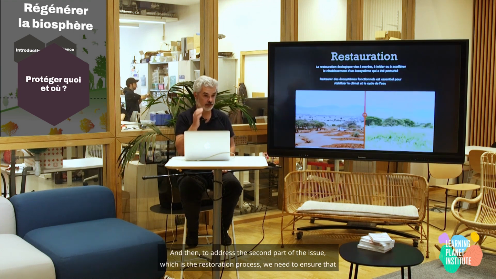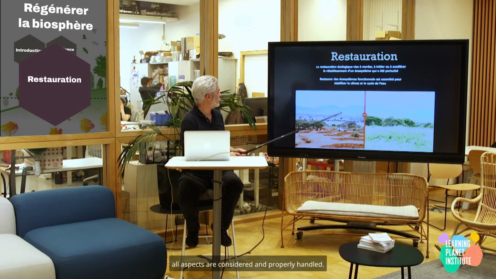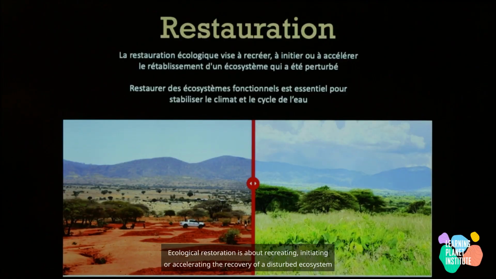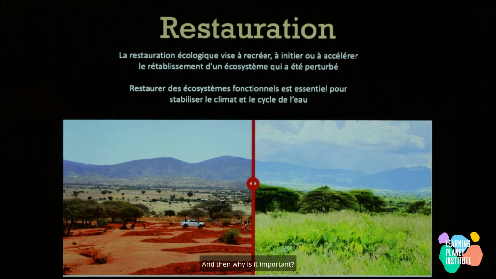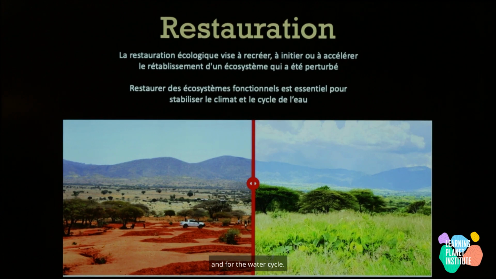And then, to address the second part of the issue, which is the restoration process, we need to ensure that all aspects are considered and properly handled. Ecological restoration is about recreating, initiating, or accelerating the recovery of a disturbed ecosystem. And then why is it important? Obviously, because restoring very functional ecosystems is essential for stabilizing the climate and for the water cycle.